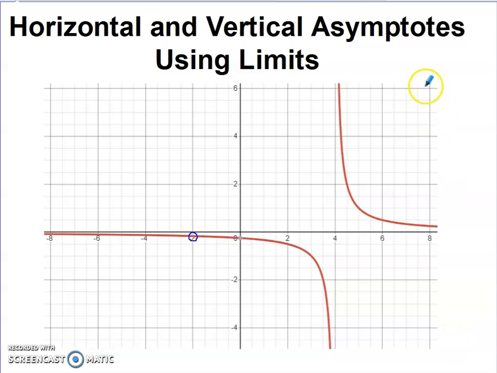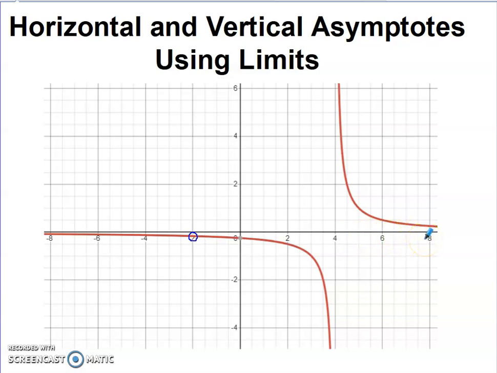So this video will discuss trying to identify where a function has horizontal and vertical asymptotes by analyzing limits. We're going to refer back to this graph a little bit later on in the video. You see this graph has a vertical asymptote at x equals 4. Horizontal asymptote looks as if it's the x-axis.